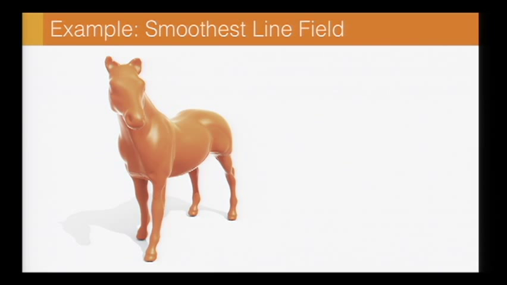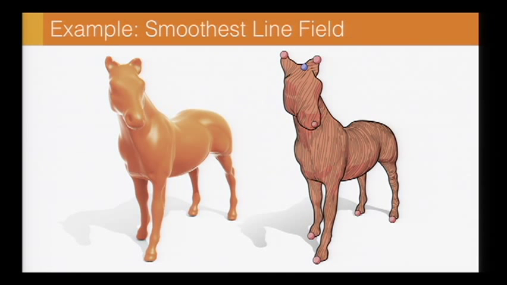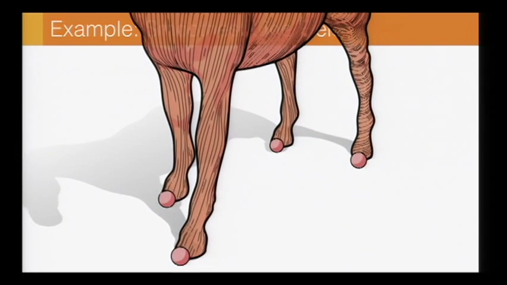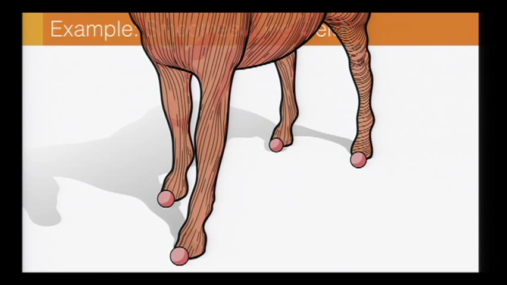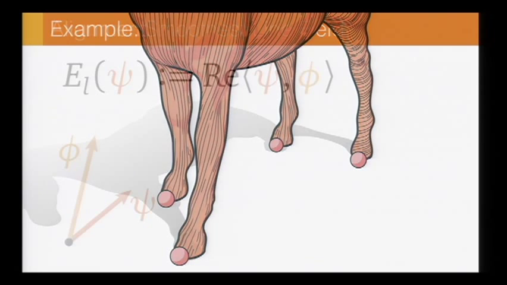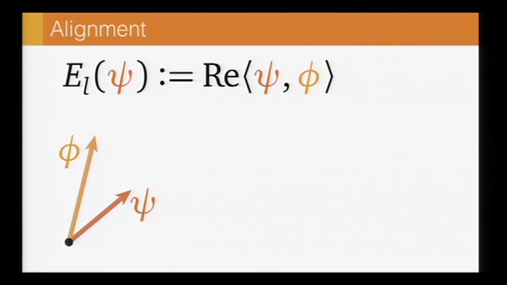Here's a slightly more challenging problem, this horse. And if we compute the smoothest line field, again, the singularities show up in very natural places, the tips of the ears and the bottoms of the feet. But if we zoom into the legs, we see we don't quite get what we might expect. On 3 of these legs, the lines naturally follow, from top to bottom, and on this other leg, it spirals around. And so again, we might want a little more control. So what we're going to do here is introduce an additional alignment term, a linear term, that just measures how much our candidate solution lines up with a prescribed field phi.